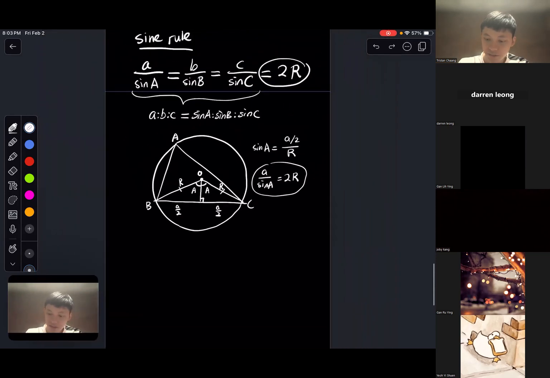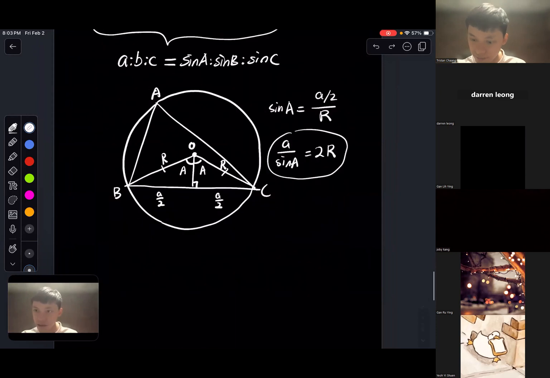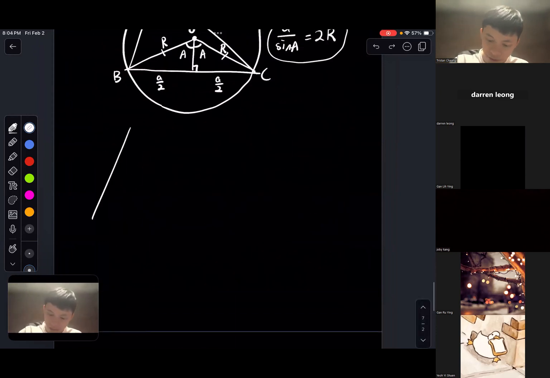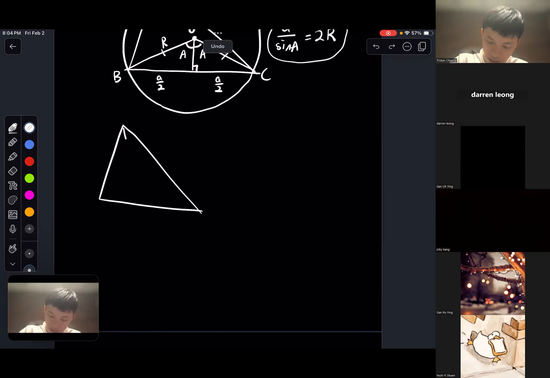Okay. So the sine rule tells us quite a lot of things. If we have an incomplete picture of a triangle, we can use the sine rule to find out what's remaining, like the remaining angle or the remaining length, and so on. For example, you can use it to prove the angle bisector theorem.